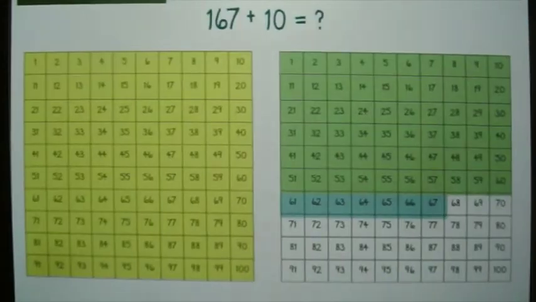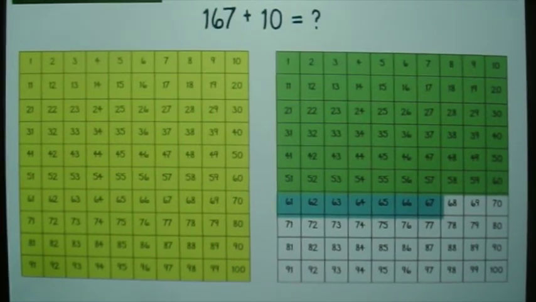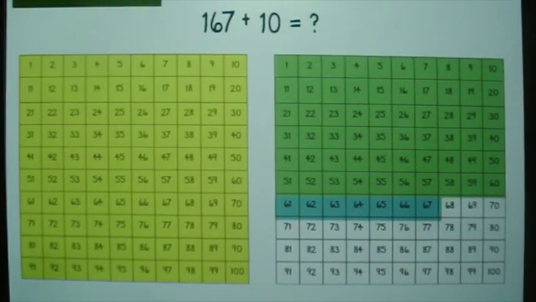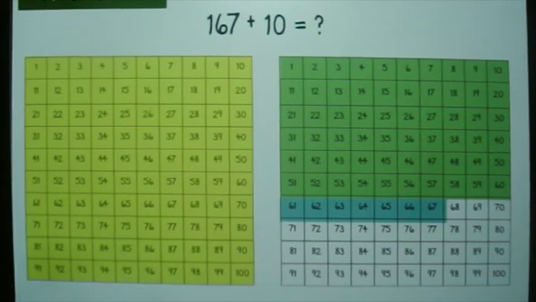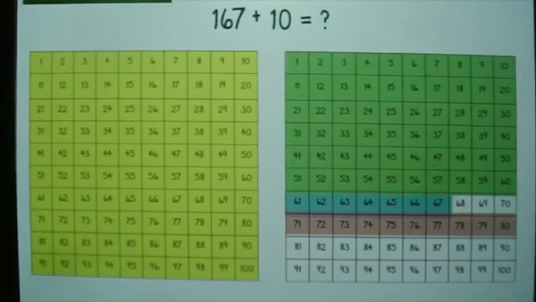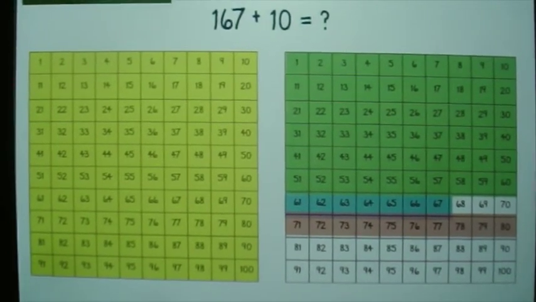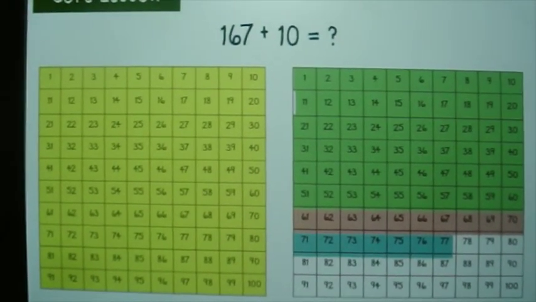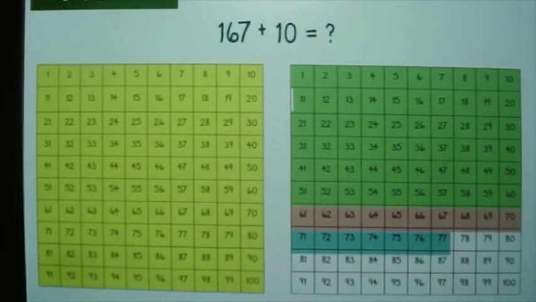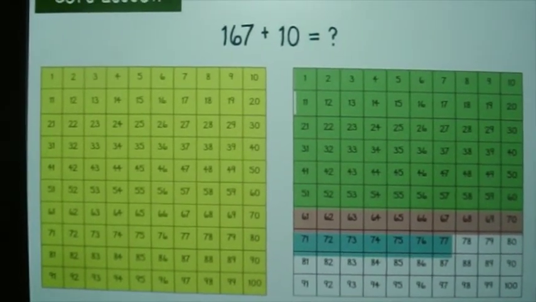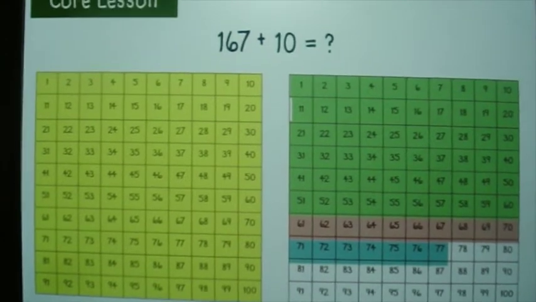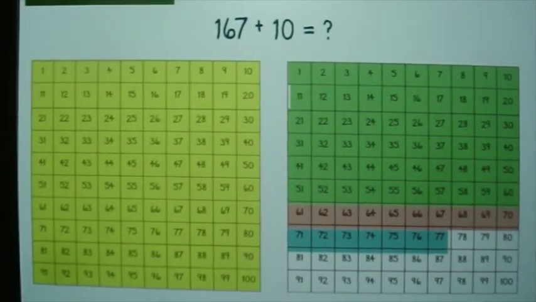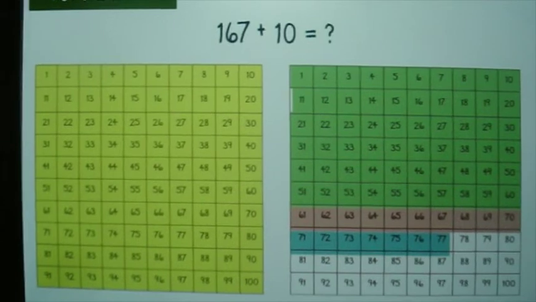Now, to 167, I'm adding 10. That means I'm going to add 1 row, because remember 1 row is made up of 10 blocks. So here's that 1 row that I'm adding. It's a little confusing to find the actual answer, so what I'm going to do is move the rows around and put all of those tens together. So now I still have 100, I have 7 tens, or 70, and I still have 7 ones in the next row. So 167 plus 10 is 177.